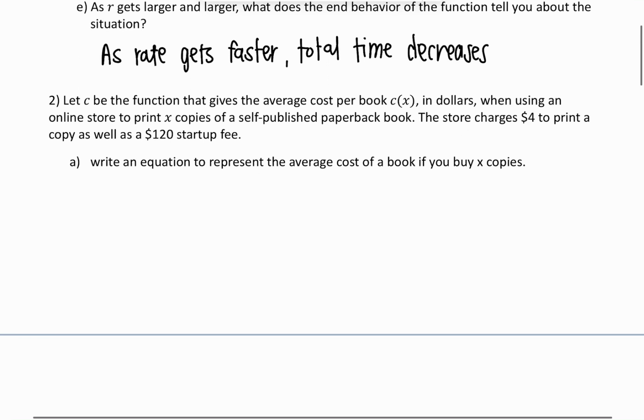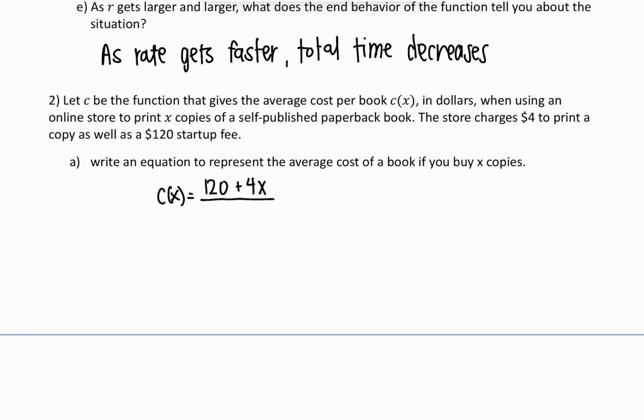Okay, so C is a function that gives the average cost per book, C of X in dollars, when using an online store to print X copies of a self-published paperback book. The store charges $4 to print a copy, so per copy, as well as $120 for their setup fee. So for C of X, we're writing an equation to represent the cost. The $120 is just a one-time setup fee, but the $4 is per book, so we're going to multiply that by X. But then we're finding the average cost per book. So depending on how many books are printed, we're going to average that out between all the books. So we're going to divide that by X.